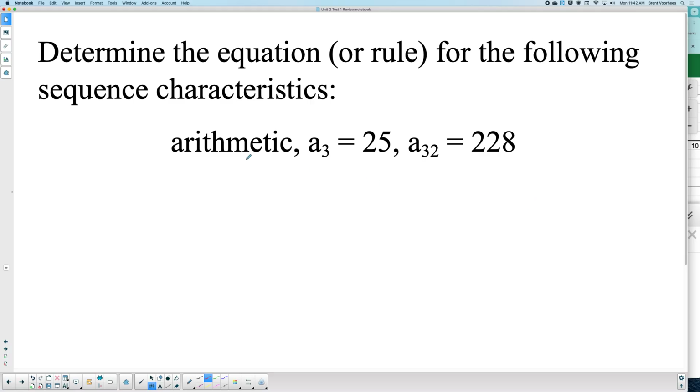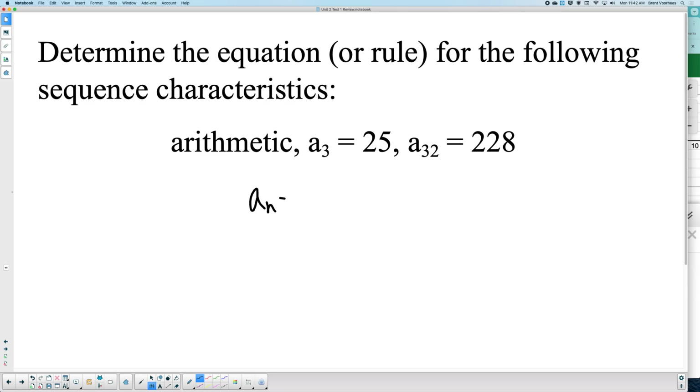Okay, how about the next one? It tells us this sequence is arithmetic. A3 is 25, A32 is 228. So let's start this. Since I can't find a common difference, since they're not next to each other, I better use the formula from the get-go. What was my formula again?